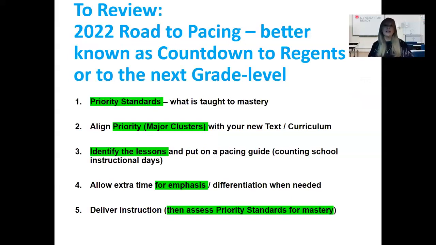So what is a big idea? To review, the 2022 Road to Pacing, better known as Countdown to Regents, is teach priority. That's exactly what we're going to do, because we're getting kids ready for the next grade level. So priority standards are what is taught to mastery. Align the priority standards, the major clusters, with your new curriculum, identify those lessons, put them on the pacing guide, and then allow extra time for emphasis.